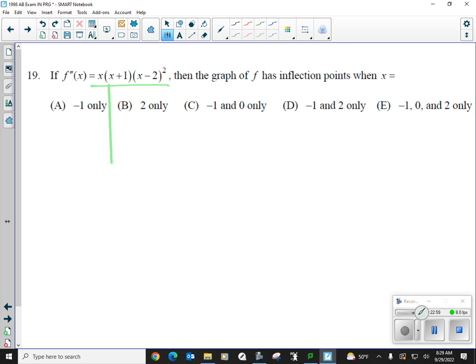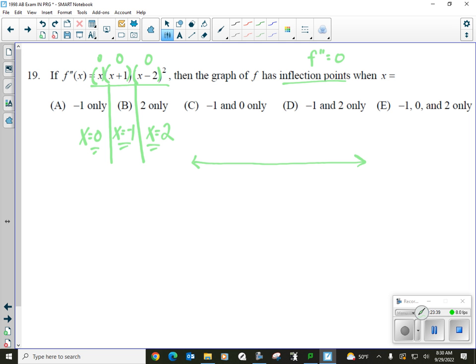I'm going to solve each one of these for 0. So the first one, x equals 0. For the second one, x equals negative 1. And for the third one, x would equal a positive 2. All those values make what's in there 0. Putting a negative 1 in for x makes this 0. Putting a 0 in for x makes this 0. So what is the significance of the zeros of the second derivative? Those are all the places where you might have an inflection point, because that's where the second derivative is 0.